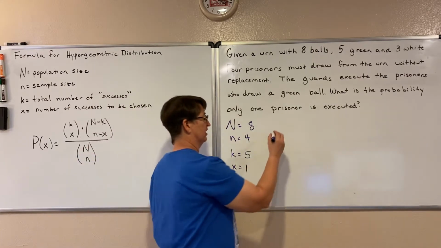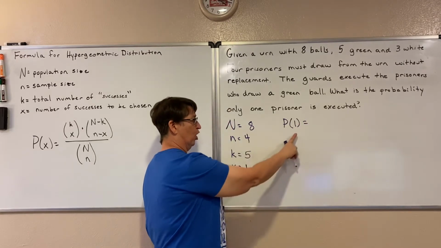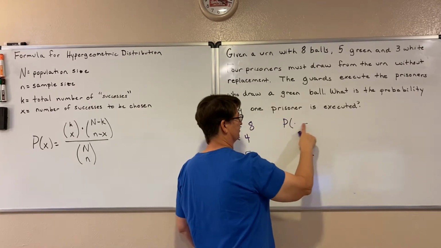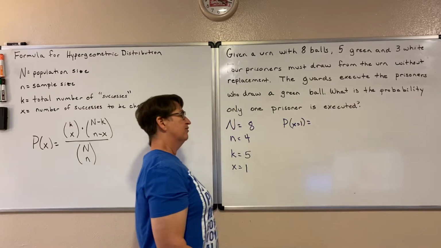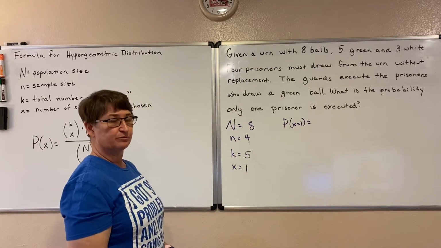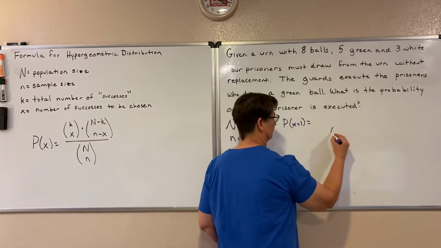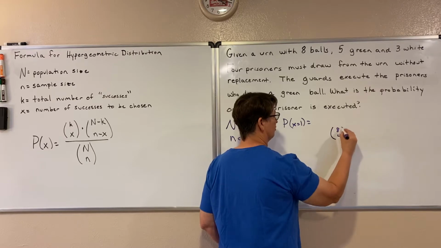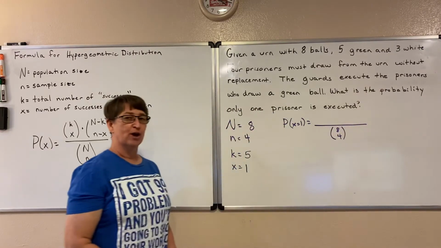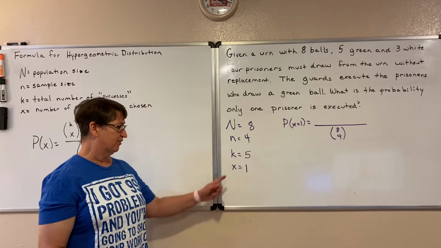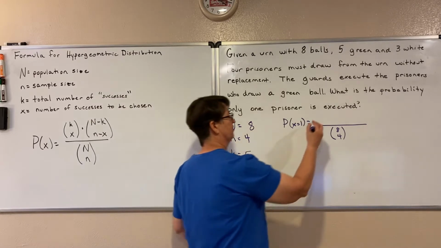Now I'm just going to fill into my formula so that I'm looking for the probability that 1 prisoner is executed. Maybe you've seen it like this before, where your x equals 1. Then on the bottom of my probability is always the total number of ways. So we're going to look for how many ways can I pull 4 balls from the 8. Then in my numerator, I'm looking for the number of ways that I can get 1 green ball from my 5 balls.